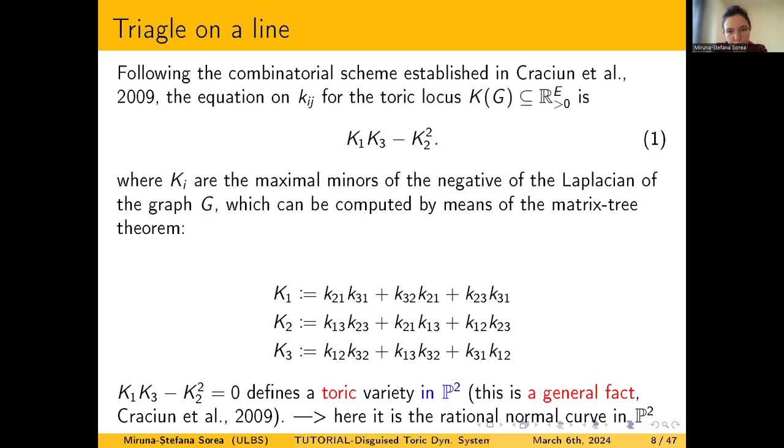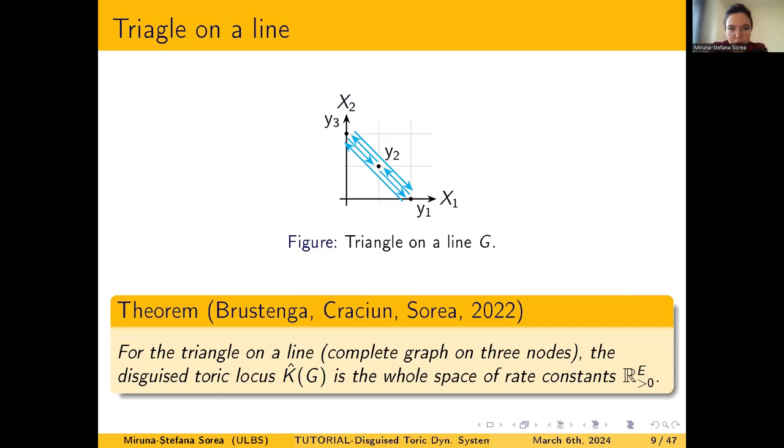Now, let's go to the disguised toric locus. So for the triangle on a line, the disguised toric locus, as I announced, is the whole space of rate constants, R positive to the E, where E is the number of edges.